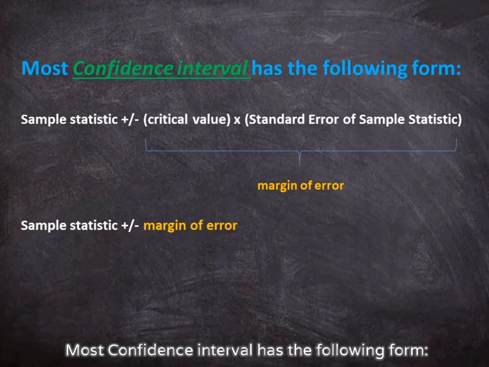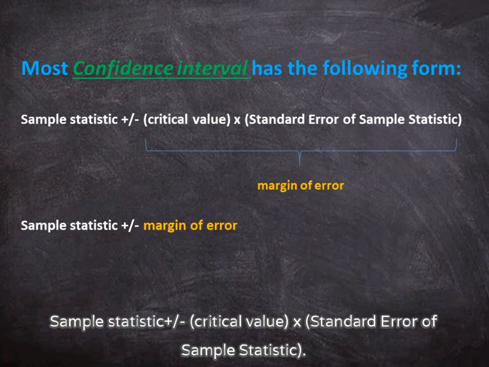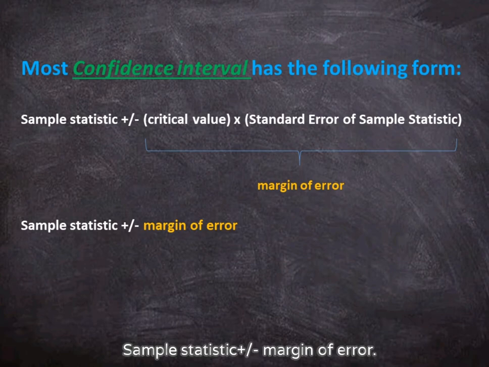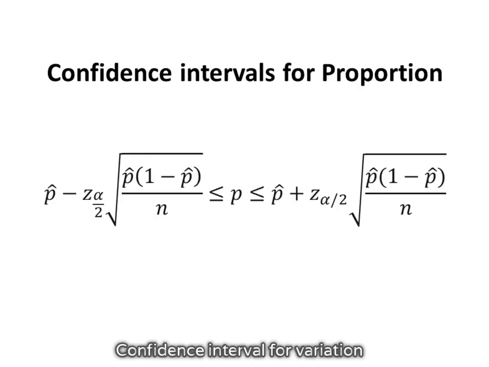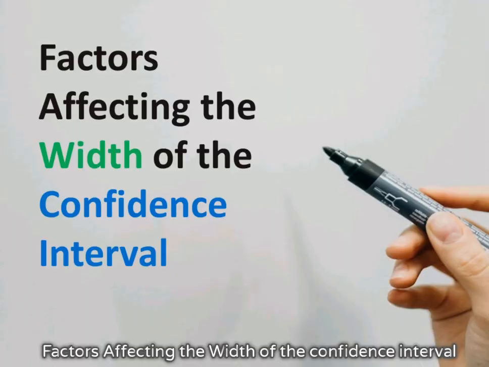Most confidence intervals have the following form: sample statistic plus or minus critical value multiplier times standard error of the sample statistic. That is, sample statistic plus or minus margin of error. Examples of confidence intervals are confidence interval for mean, confidence interval for variance, and confidence interval for proportion.